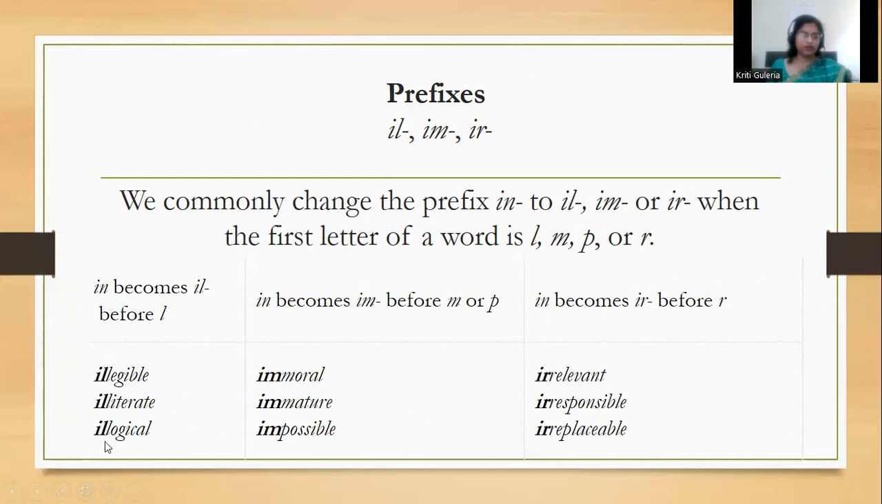Similarly, logical becomes illogical, and moral becomes immoral, mature becomes immature, possible becomes impossible. So in these words, you can see that we are adding il, im, and ir before words beginning with L, M, P, or R. Like irresponsible, irrelevant, irreplaceable. All these words are coming with prefixes.